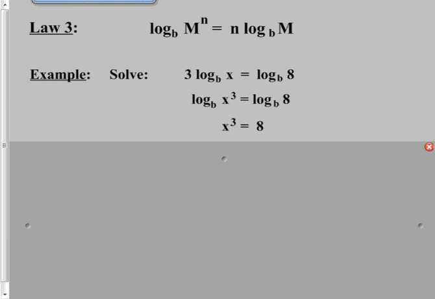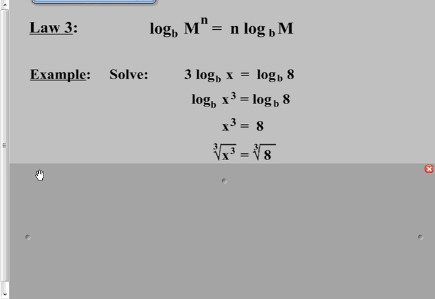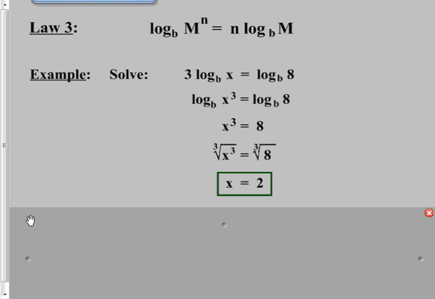Now, you probably already know the answer to this one, but let's go ahead and finish it off. How do you get the 3 off of the x? Well, the opposite of cube is cube root. So we're going to take the cube root of both sides. Or you can also think of it like with the reciprocal exponent idea, like we've been doing all along here. Raise both sides to the 1/3 power. And the cube root of 8 is 2.